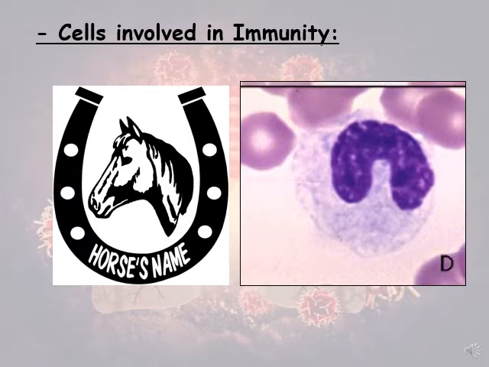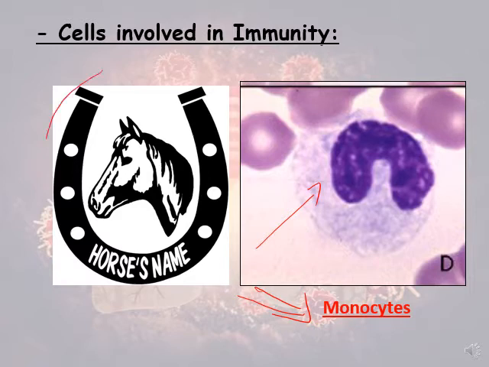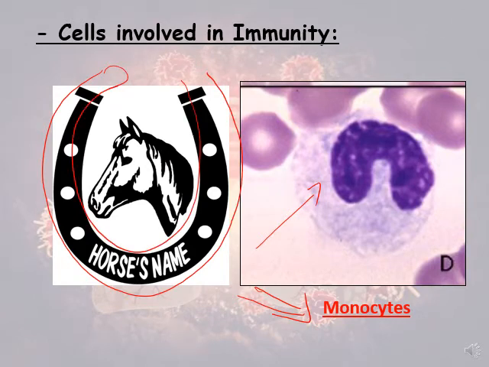What are the cells that are involved in the immune reaction? Let's start first. What is the horse name? What is the relation between the horse and the cell? This is called the monocyte. Monocyte is an important cell in the immune reaction. You see, this is like the horseshoe shape. This is the horseshoe that can be worn on the legs of the horse. If you look at this cell, monocyte, it has a nucleus similar to the horseshoe.